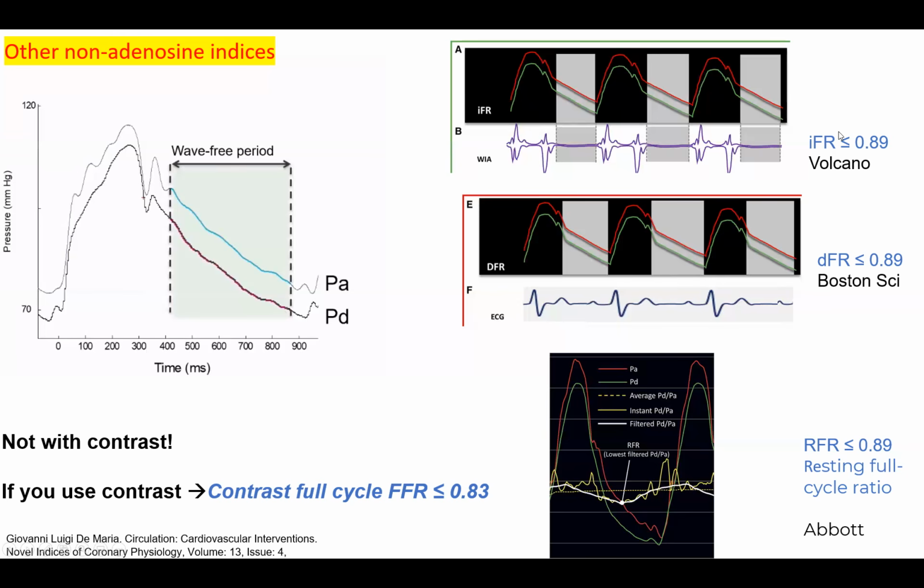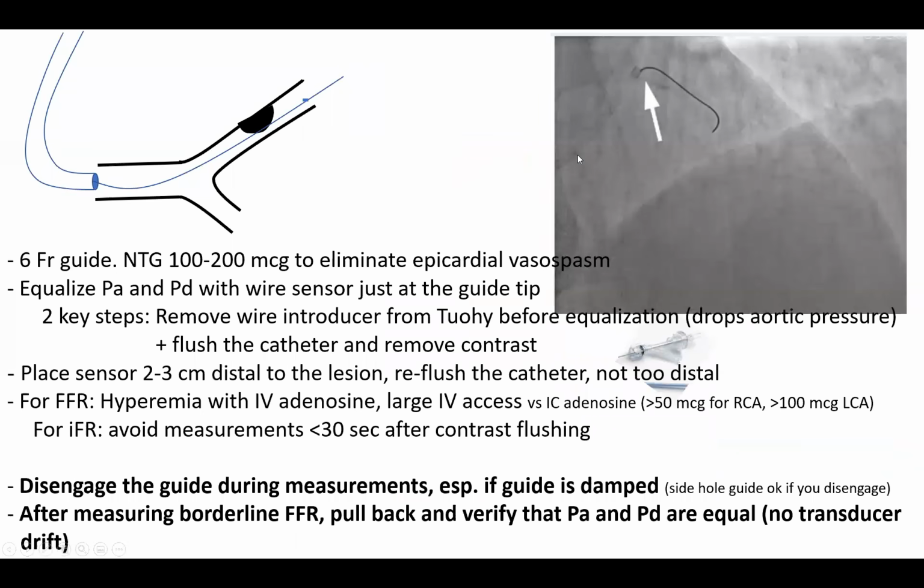So do not use contrast when you're doing iFR, and after you flush your contrast, make sure you wait at least 30 seconds to a minute before measuring your iFR and DFR. Otherwise, you'll get a falsely low value. It's very important. Okay. I will move on now to describe the technical aspect of how to measure FFR and iFR.